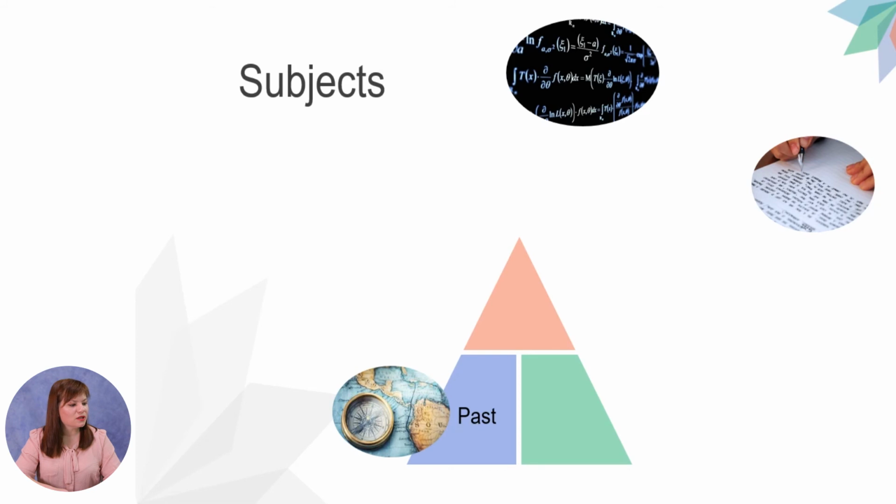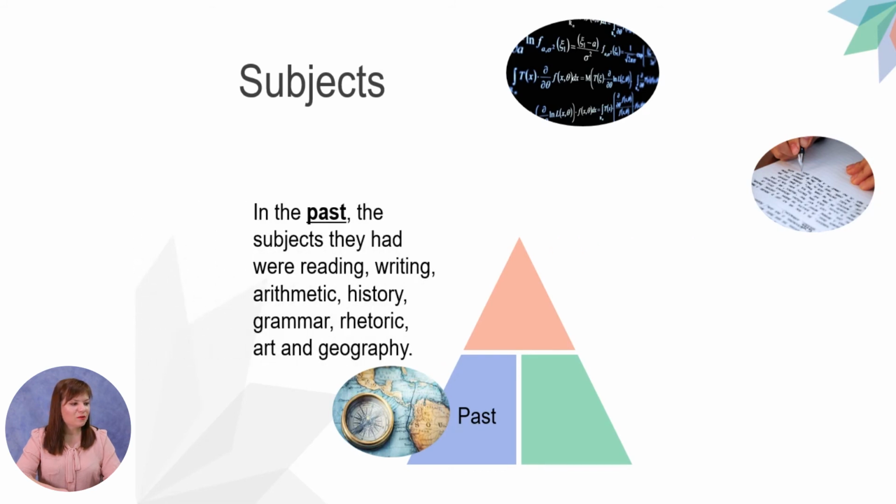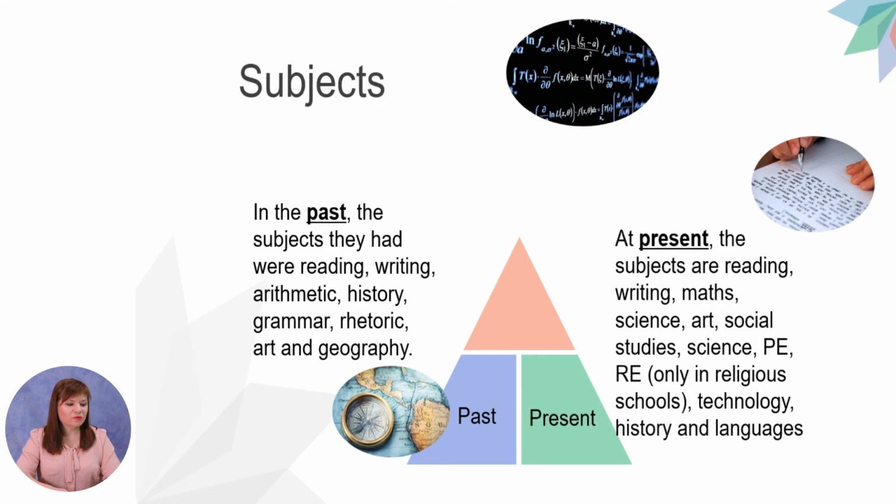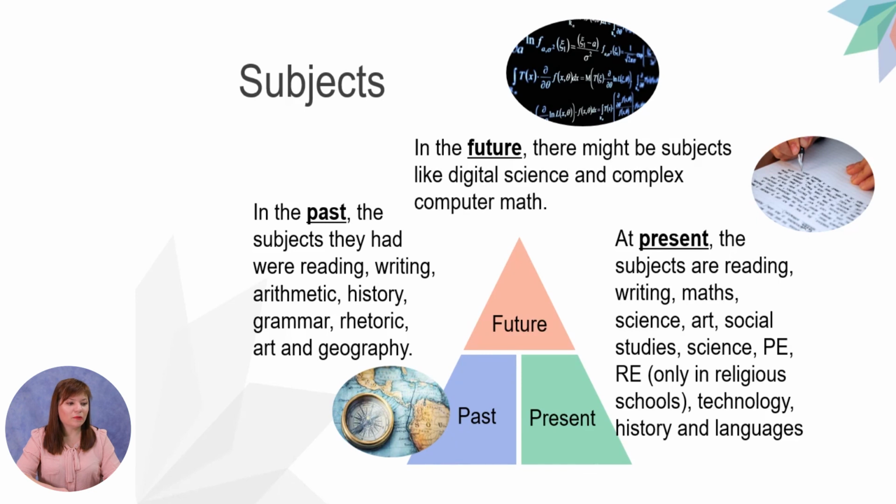If we refer to subjects, in the past the subjects they had were reading, writing, arithmetic, history, grammar, rhetoric, art, and geography. At present, the subjects are reading, writing, maths, science, art, social studies, PE, RE, technology, history, and languages. If we're speaking about the future, there might be subjects like digital science and complex computer math.